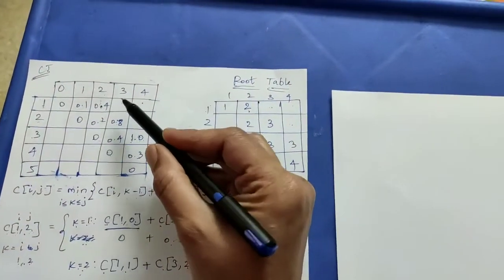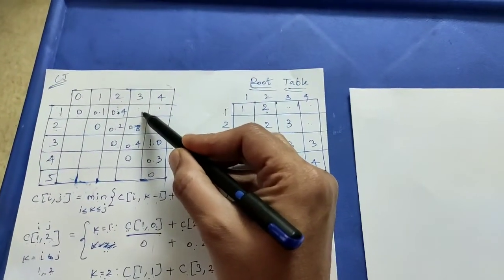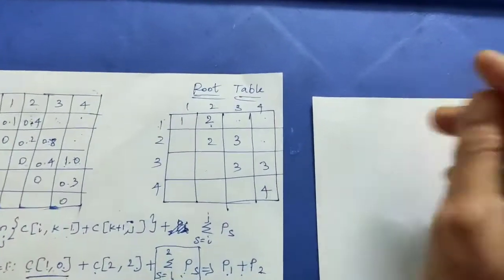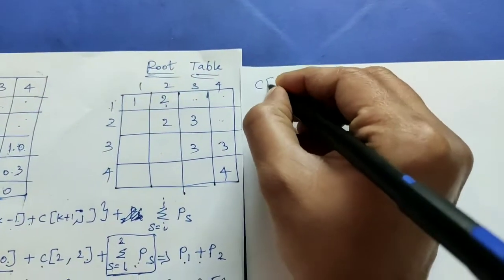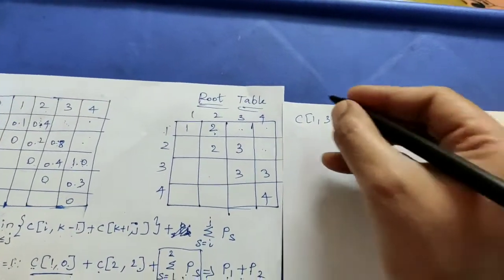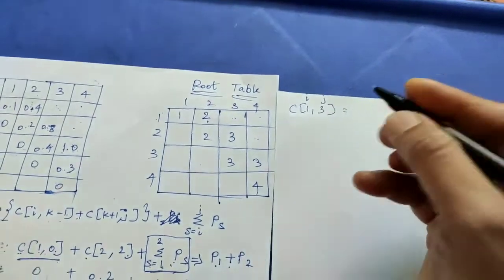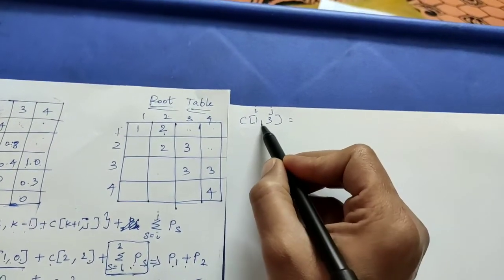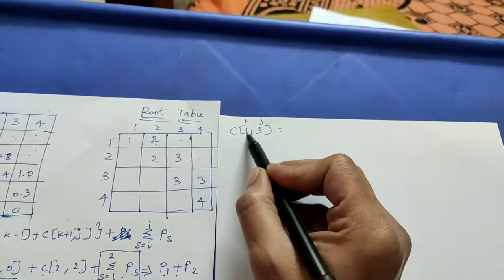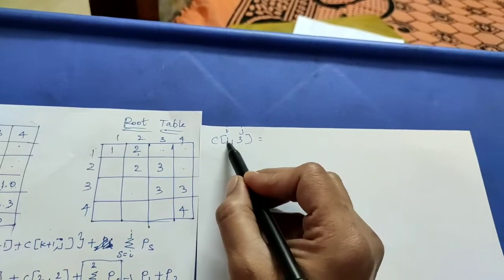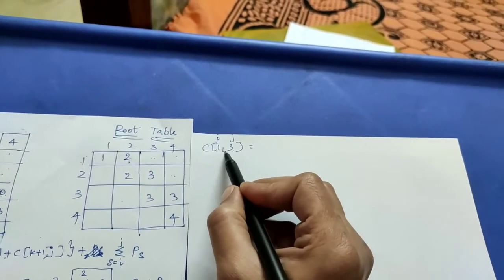What is the next location I have? I have to find this location and this location. Let us find this first, 1 comma 3. So I have to find cost of 1 comma 3. This is i and this is j. Now you see, in between i and j, one number is missing. That is, 1 and 3 are not continuous numbers. In between 1 and 3, 2 is missing.